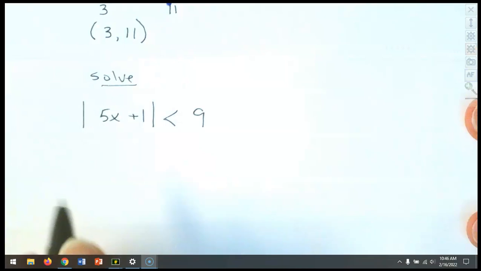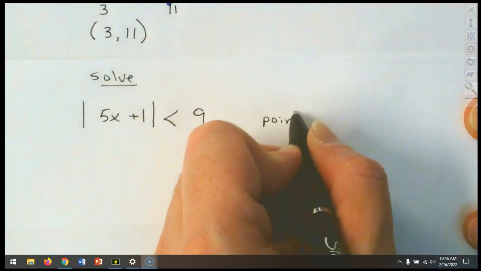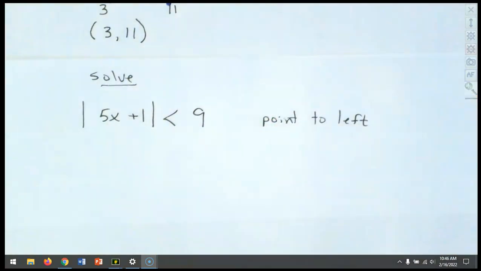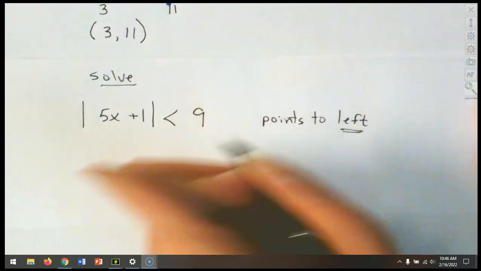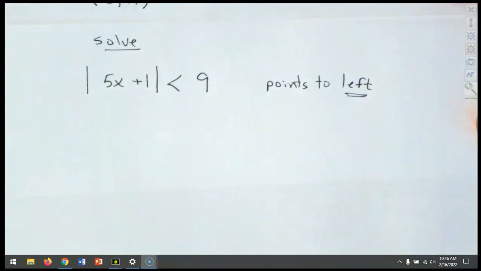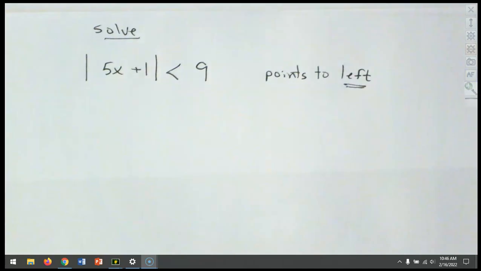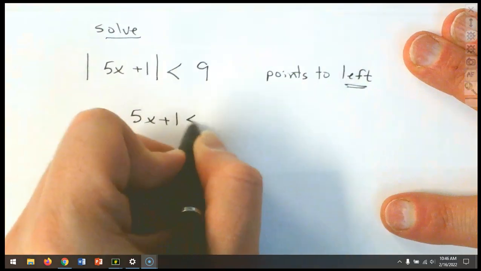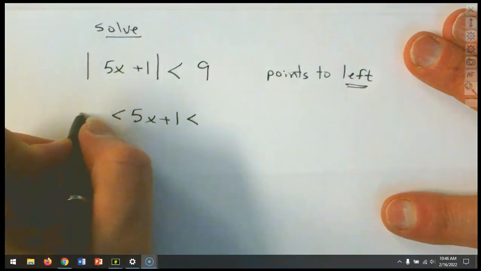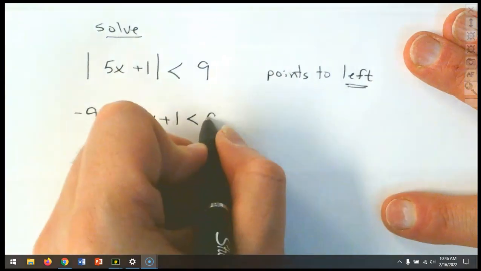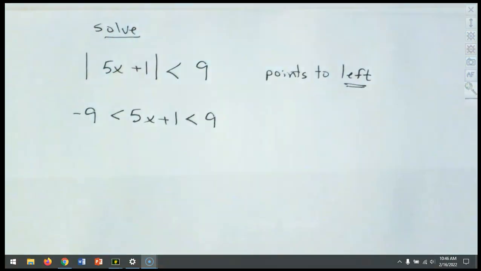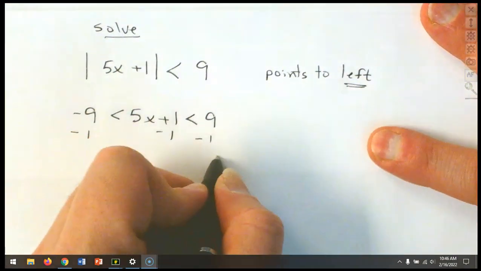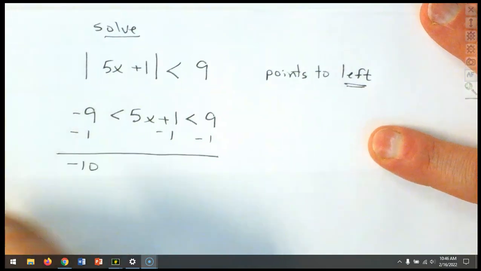Now again, what does it do? It points to the left. And if it points to the left, what do we do? Well, we have to solve it as a three-part inequality. So our 5x plus 1 stays in the middle. And then we have a minus 9 and a positive 9. Solve it, move things around. Move that 1 over everywhere. And then we've got a 10.